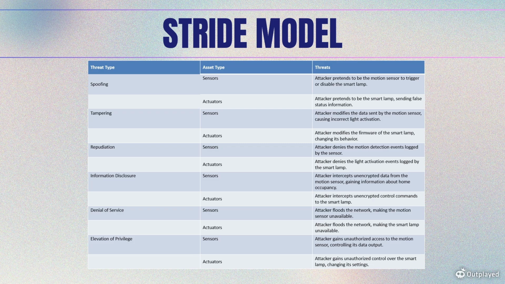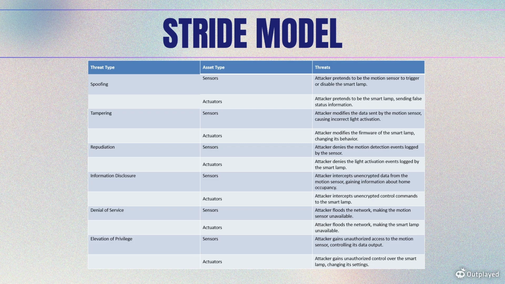Next, repudiation. For sensors, the attacker denies the motion detection events logged by the sensor, and for actuators, the attacker denies the light activation events logged by the smart lamp. Next, information disclosure. For sensors, the attacker intercepts the unencrypted data from the motion sensor, gaining information about home occupancy. For actuators, the attacker intercepts unencrypted control commands to the smart lamp. Next, denial of service. For sensors, the attacker floods the network, making the motion sensor unavailable. For actuators, the attacker floods the network, making the smart lamp unavailable.